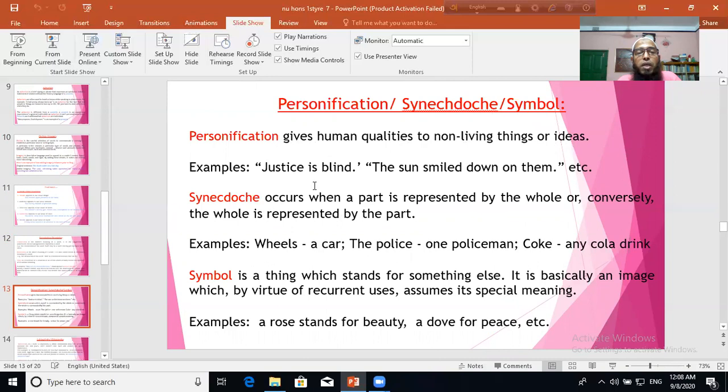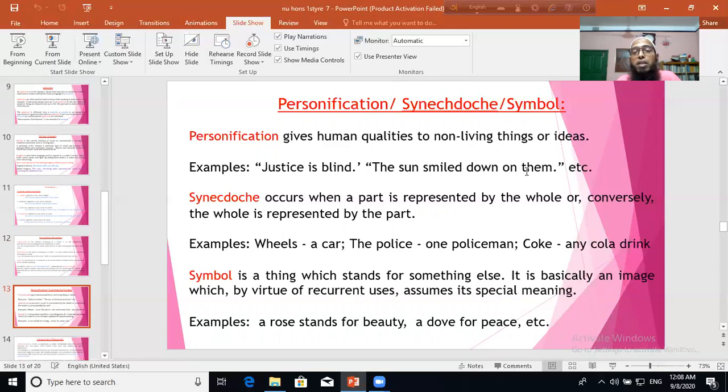Look at these examples. "Justice is blind." So blind, man is blind. Man can be blind. Man has eyes. So the quality of a human being has been given to justice. It's an idea, it's not a living thing. So this is an example of personification.